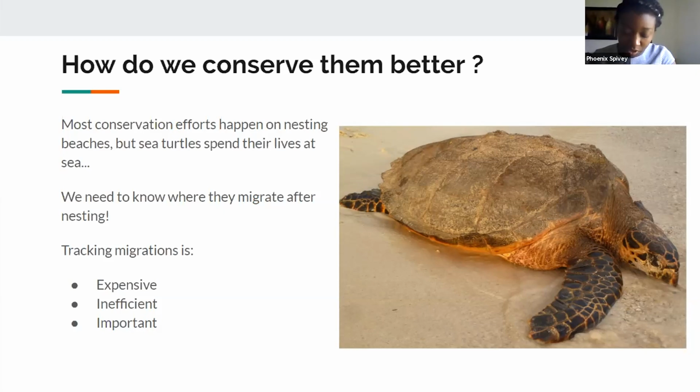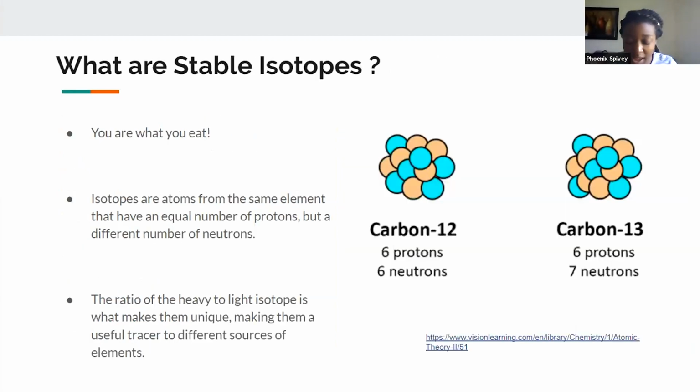So to better conserve them, stable isotopes plus satellite tracking may be the answer. So you may be asking, what are stable isotopes and what makes them a good tracer? Well, the answer lies in you are what you eat. Everything we eat is composed of atoms. As the body grows, it incorporates these atoms into our tissues. These isotopes are stable because they don't decay and they're not radioactive.